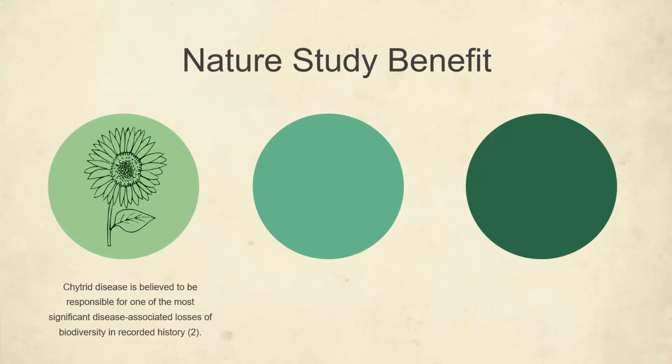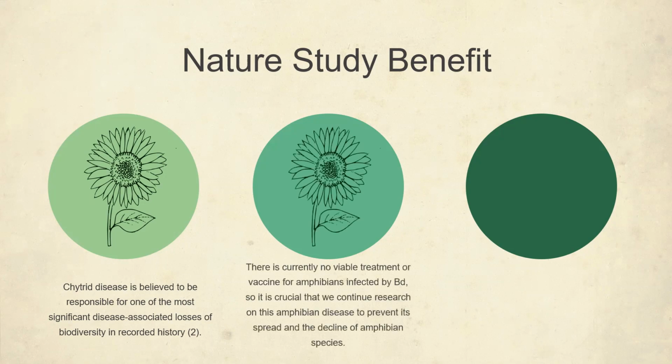Chytrid disease is believed to be responsible for one of the most significant disease-associated losses of biodiversity in recorded history. There's currently no viable treatment or vaccine for amphibians infected by BD. So this is something I found really interesting when I was reading papers. I kept trying to see if there was some way to cure frogs once they get infected.